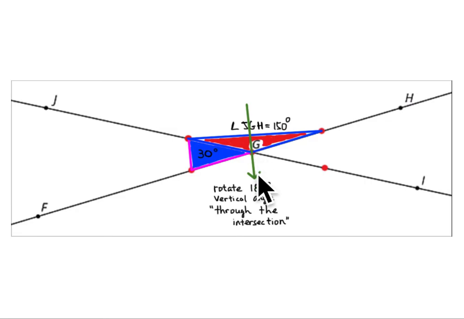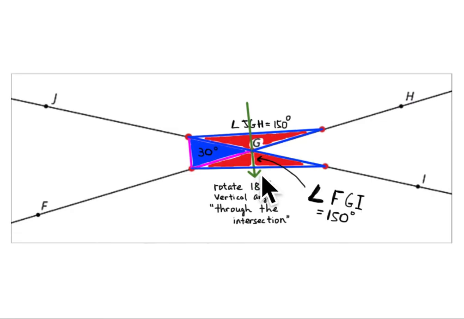So you go through the intersection, it's on the other side. So angle FGI equals 150 degrees. So all vertical angles are equal to each other. So if you draw a line through the intersection to the other side, you're always going to find that those two angles will be equal.